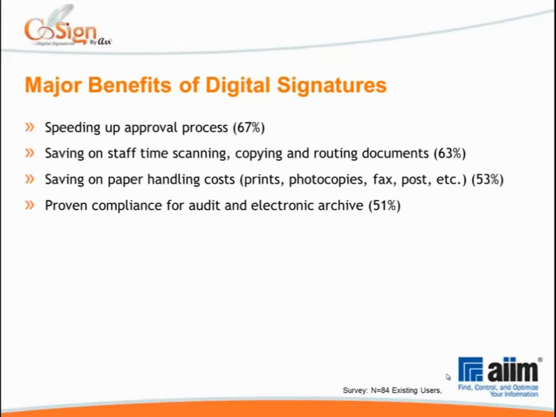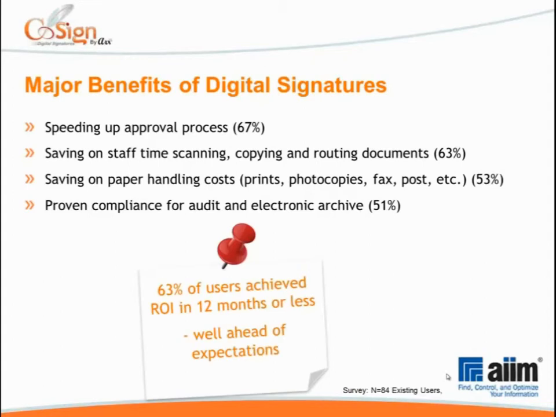And of course, this is converted into an ROI, which basically allows you to save on paper and handling costs. And also, half of the people in the survey said that the proven compliance for audit and electronic archive is also a huge benefit for digital signatures. So as you can see, about 63% of the users that were asked said that the ROI was achieved in less than 12 months, which is great.